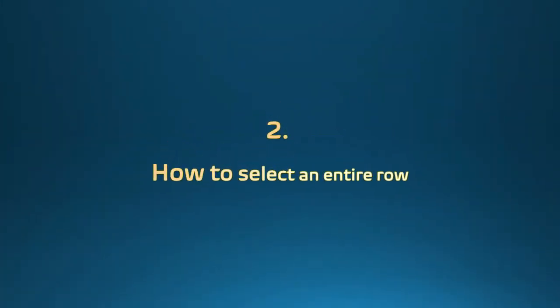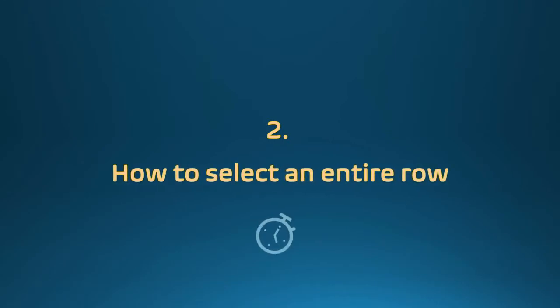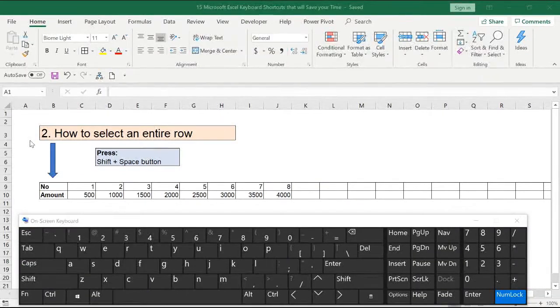The second shortcut is similar to the first one, where we can select an entire row using the keyboard. We normally use this shortcut if we want to add a row or format an entire row by pressing Shift and space button.